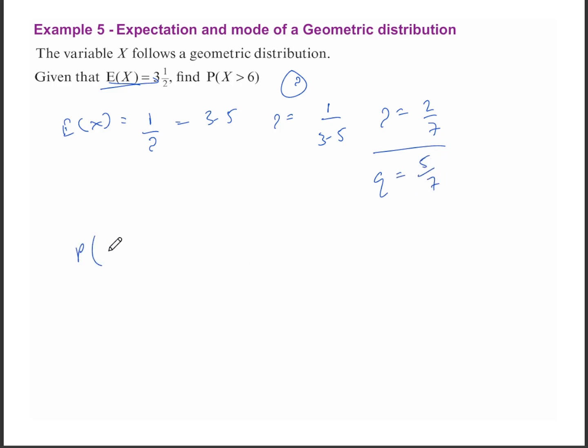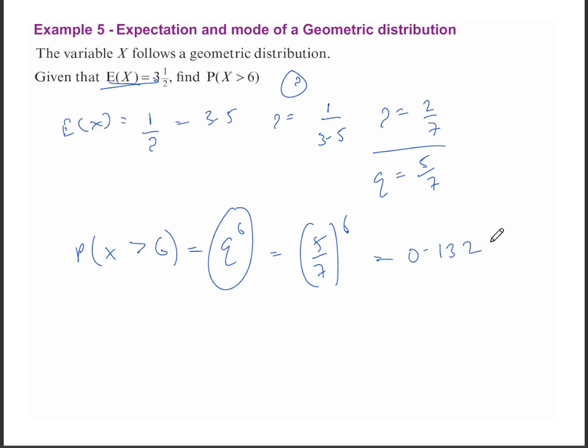Then, when we want to check the probability of a discrete random variable being greater than a specific number, meaning we don't want the success to happen in the first 6 attempts, we just want failures to happen consistently 6 times. And that will give us 5 over 7 to the power 6 as the probability that the first 6 are all failures. And that will just give us 0.13281 and so on, which to 3 significant figures gives us 0.133.